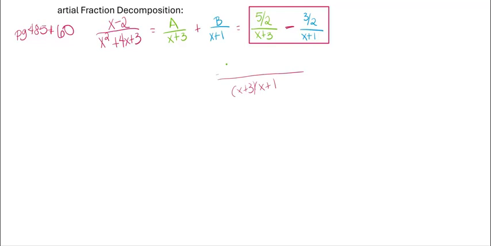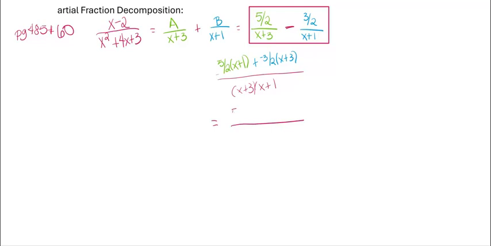Now my green numerator is missing the x plus 1 term, so I'm going to multiply 5 halves times x plus 1, and my blue term is missing the x plus 3. So I'm going to say plus, right here, negative 3 halves times x plus 3. And I'm going to just go to pink here. So what I'm going to do is simplify the numerator and multiply out the denominator.